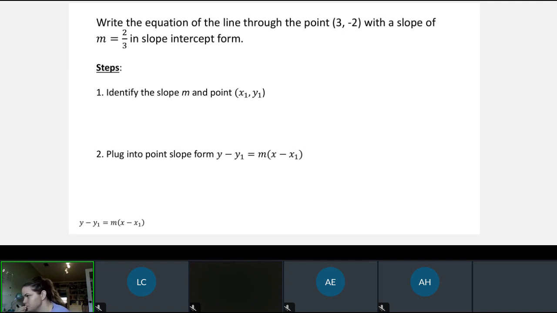Okay, so this is like your 4.01 homework. We've got the instructions that say write the equation of the line through the point 3, -2 with a slope of m equals 2/3. So step 1, identify the slope m. We know that m is 2/3. And we know our point was 3, -2. So I'm going to go ahead and label that x1 and y1.